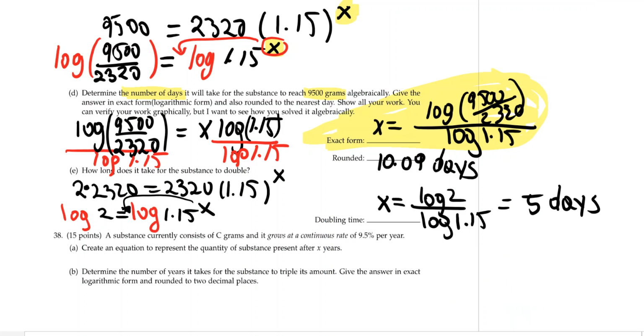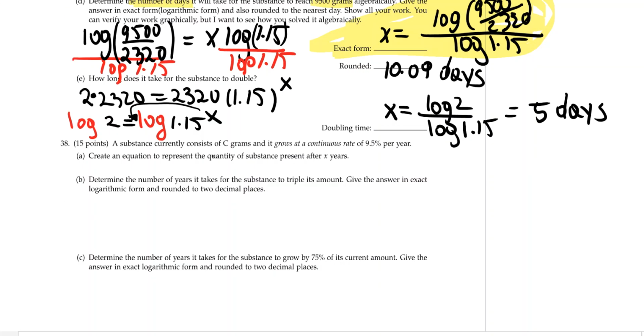All right, next problem. It says a substance currently consists of C grams and it grows continuously with a rate of 9.5%. This is your cue that you need to use the e formula, y equals C times e to the kt. It doesn't tell you what C is, so you leave it as C. The continuous rate k is 9.5% in decimal, which is 0.095. So my model is y equals C times e to the 0.095t.